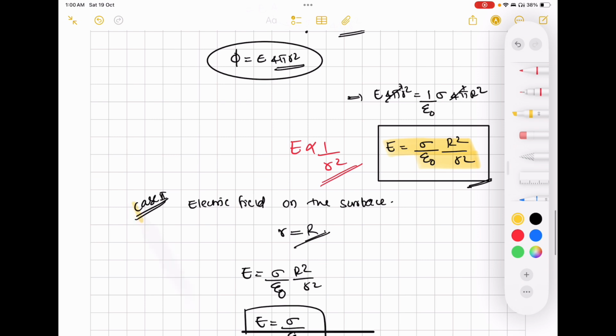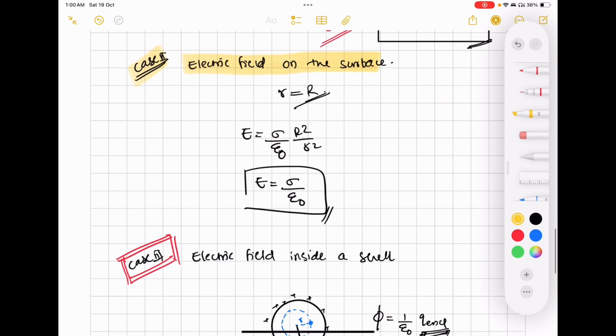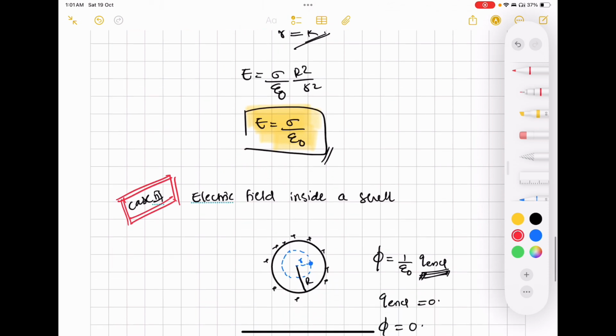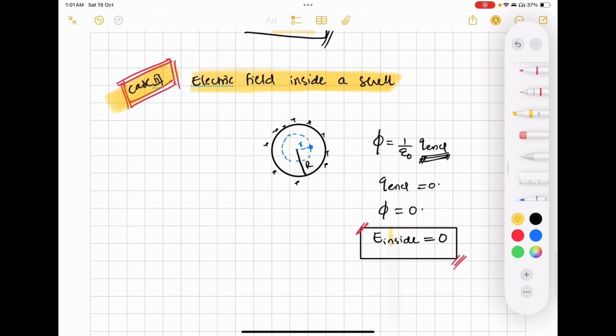In case 2, we have studied electric field on the surface. Electric field on the surface is equal to sigma by epsilon 0, which is also independent of distance from the center, which is also a constant. Next, we have studied a very important thing, electric field inside a shell. Electric field inside a shell is zero because there is no charge enclosed inside the shell.